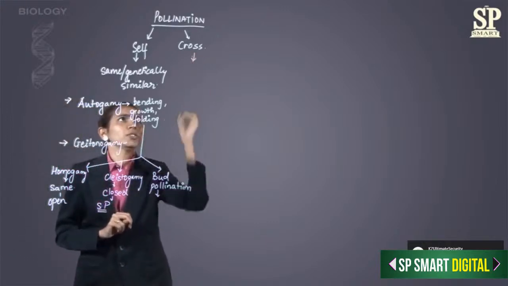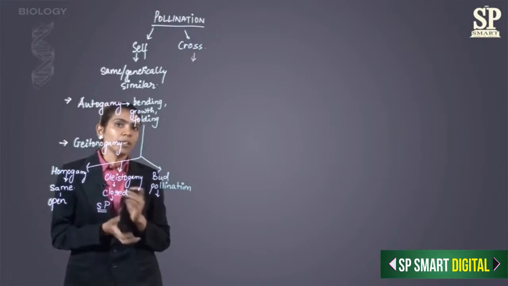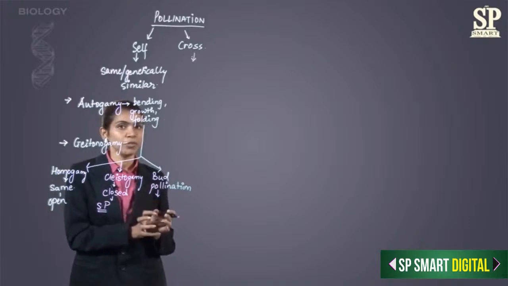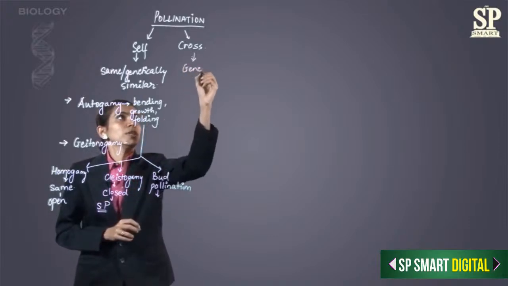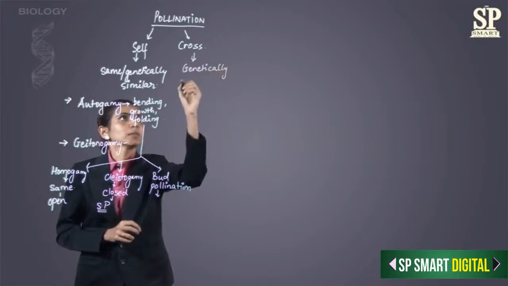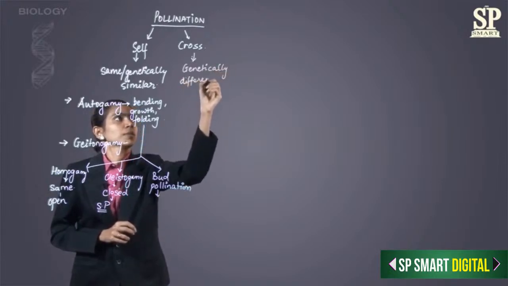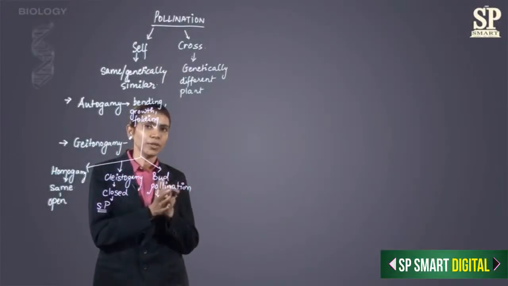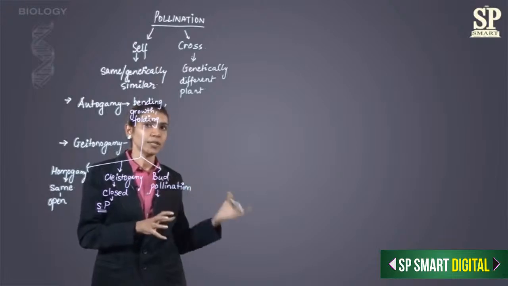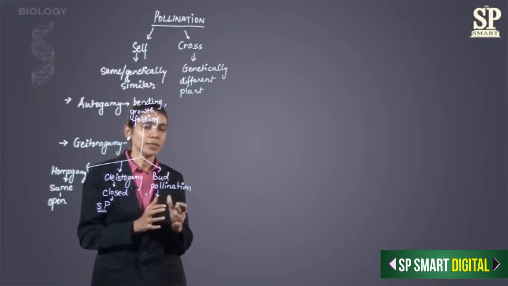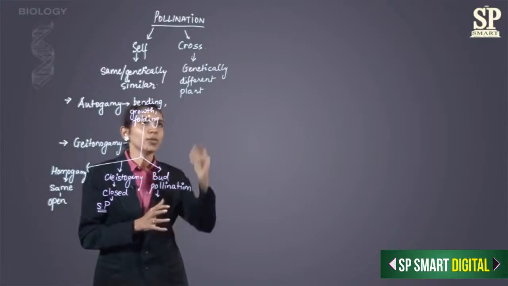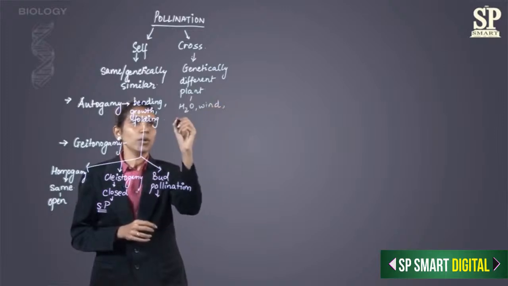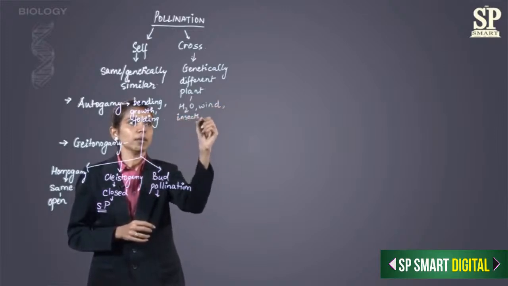Let us look at cross-pollination. Now, cross-pollination is when the pollen is deposited to the stigma of a genetically different flower. So the plant will be different. So it's deposited on a genetically different plant. Now, since the exchange of the pollen grain to the stigma of the flower is on a genetically different plant, it needs some external agents to carry the pollen grain. Now, these external agents can be either water or wind or insects, animals.